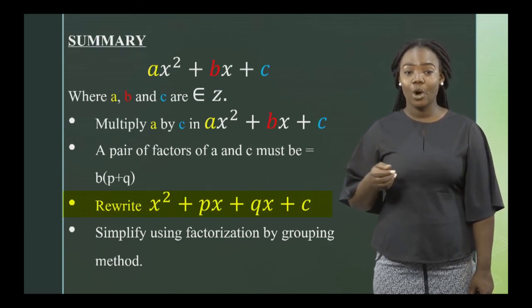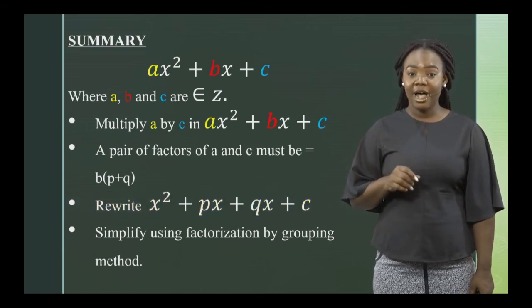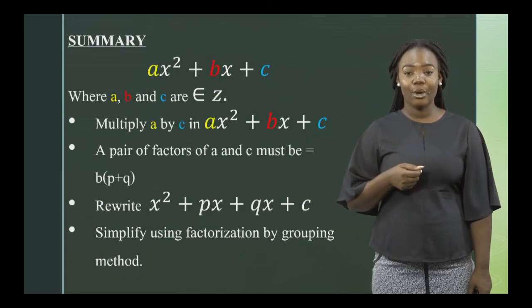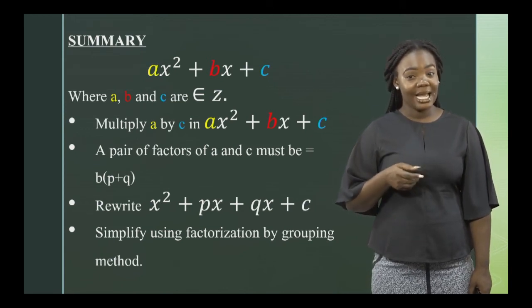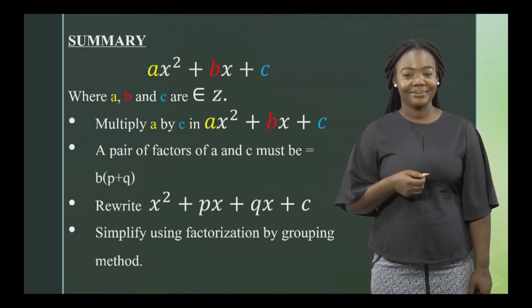Then we rewrite our equation in the form x squared plus px plus qx plus c. We factorize using the method of grouping. And that is how you factorize quadratic expressions.